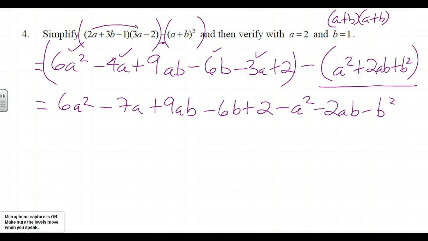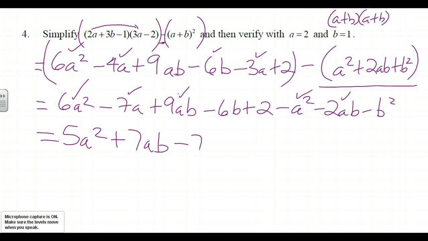Okay, so we collect, we get 5a squared. Let's check this off, I've got my a squareds dealt with. Let's do the ab's: plus 9 minus 2, so it'll be plus 7ab. I've got an a term here, minus 7a. I got a b term, minus 6b. I got a minus b squared and a plus 2.